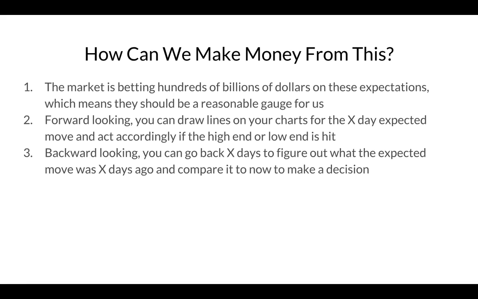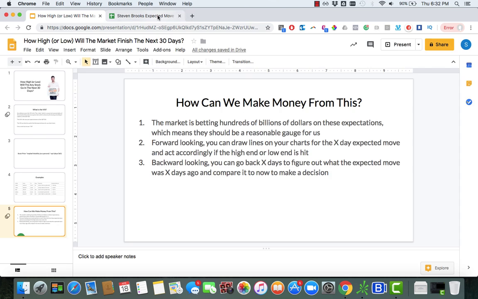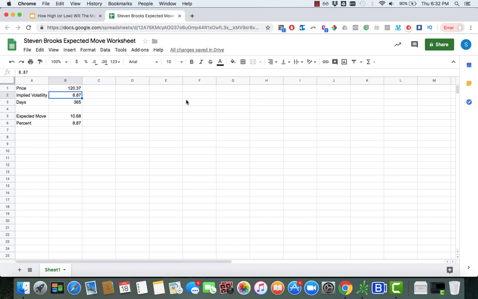And then if we want to look back, we can go back, let's say 30 days, for example. We could figure out what the expected move was at that point, and based on where the stock price is today, maybe there's a decision that could be made. Now, I made everyone a really cool cheat sheet, which I will link to below, and you guys can copy this directly to your Google Drive and use this for yourself.